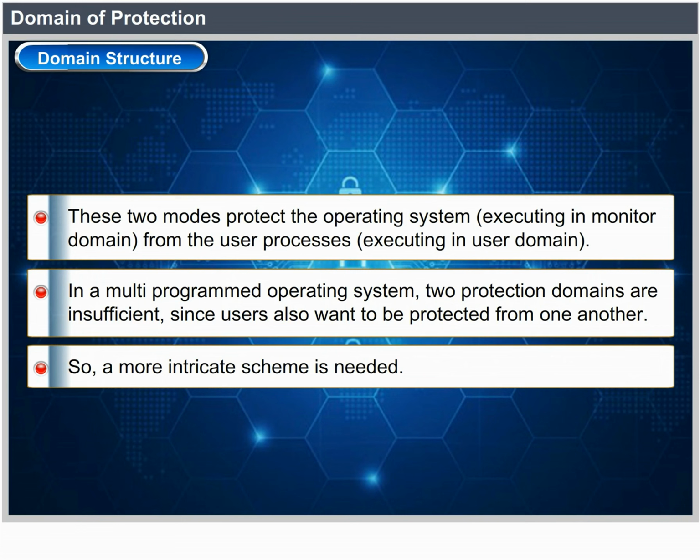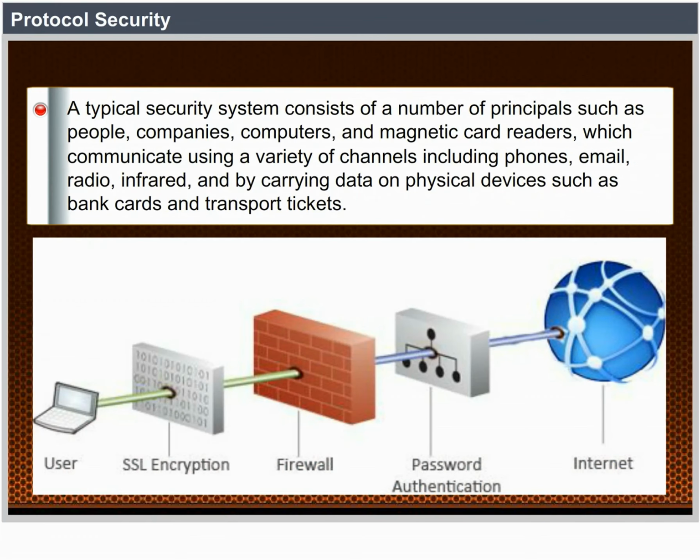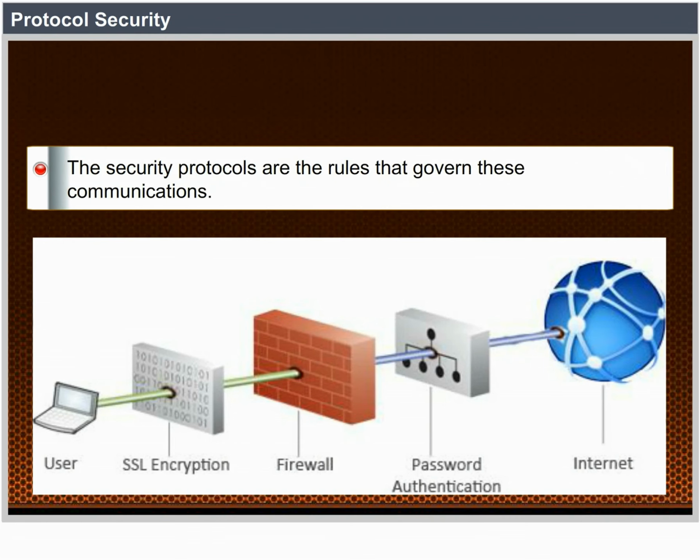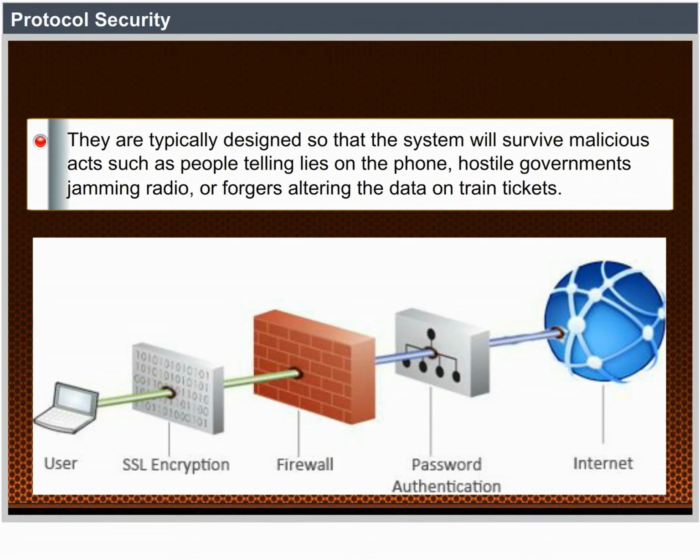Protocol security. A typical security system consists of a number of principals such as people, companies, computers, and magnetic card readers, which communicate using a variety of channels including phones, email, radio, infrared, and by carrying data on physical devices such as bank cards and transport tickets. The security protocols are the rules that govern these communications. They are typically designed so that the system will survive malicious acts such as people telling lies on the phone, hostile governments jamming radio, or forgers altering the data on train tickets.